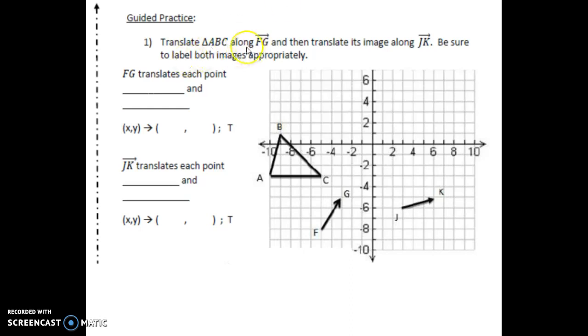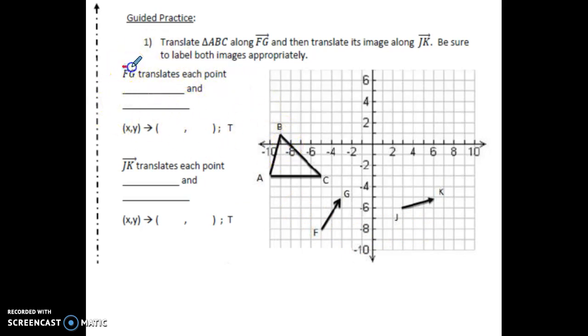The first one says we're supposed to translate triangle ABC along vector FG. You can see the vector is down here. It's got the end point, it's got the arrow pointing, and it moves everything a small amount. So our job is to figure out exactly how much. Notice we do have a second piece where we're also translating that image along this other vector here. So we need to figure out which vector is going to move us and how much.